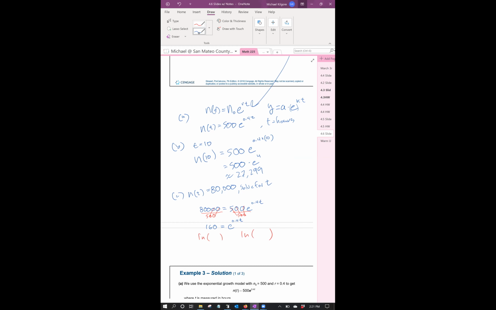Now since I have a base e and a natural log of the same base, I can just cancel this out. And now I get that ln of 160 is 0.4 times t. So t is equal to ln 160 divided by 0.4. Did I do that right?